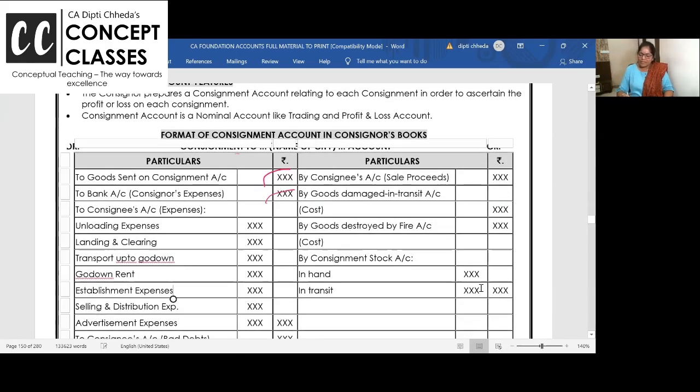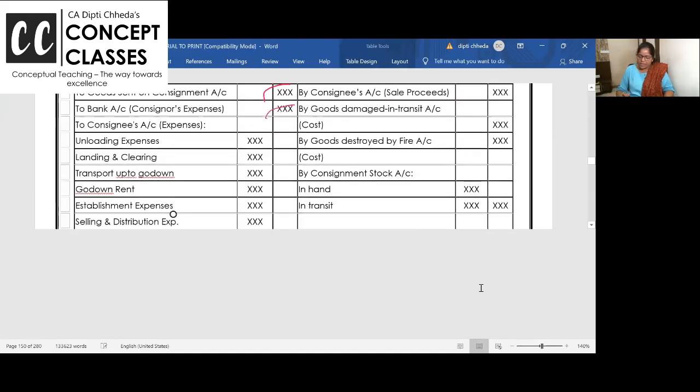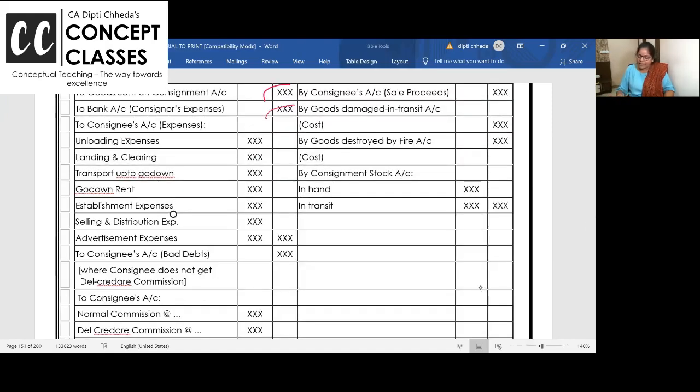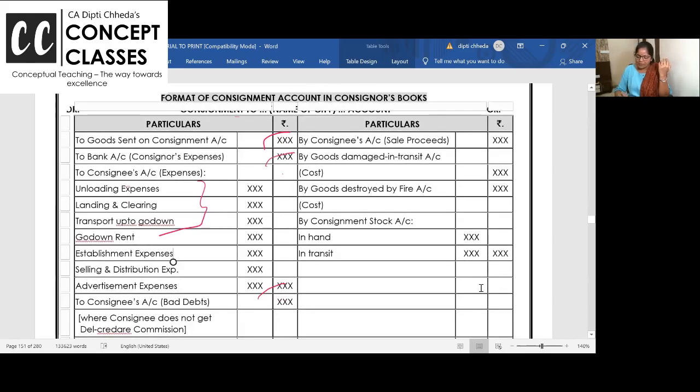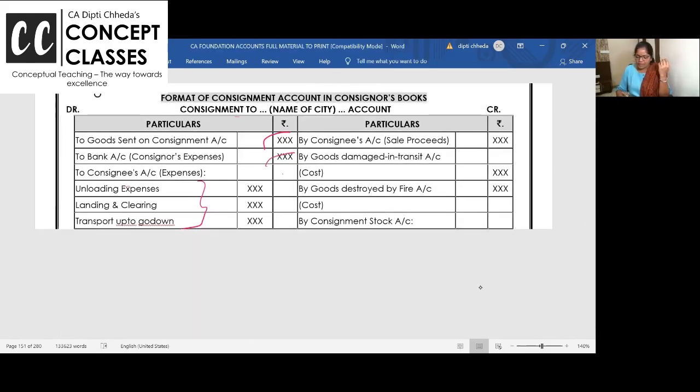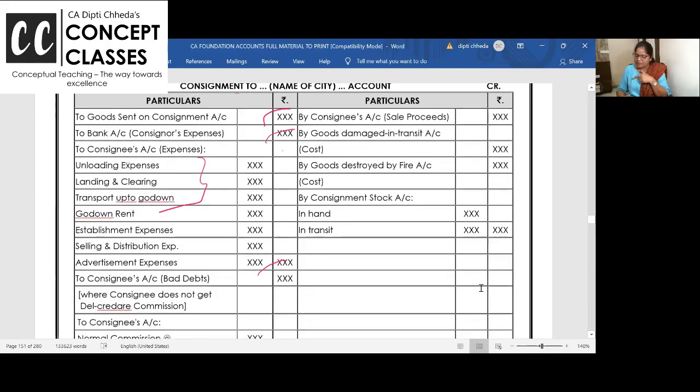In the consignor's books, it's like a trading account only. And then the consignee's expenses, all loading, unloading, godown, advertisement, selling, take all expenses. For stock valuation, we'll take only non-recurring expenses. But right now, all the expenses are debited to the consignee. Consignee, I will pay you these expenses.